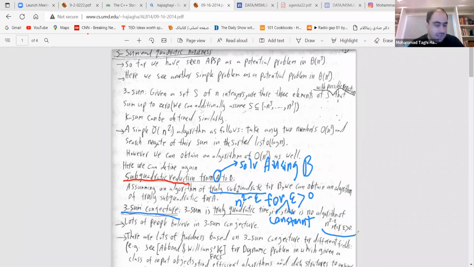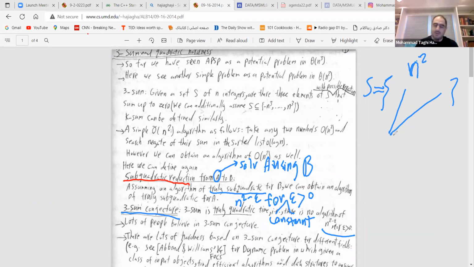And lots of people believe in that. So what is the general idea? The general idea is that for any set S that you have, the best way to solve a three-sum is that you consider at least any two of them, and how many choices we have, because we can have the repetition, is n square choices, and that's the only way that you can solve this three-sum problem.